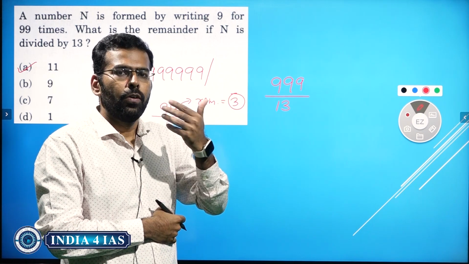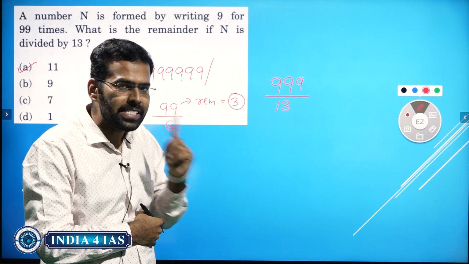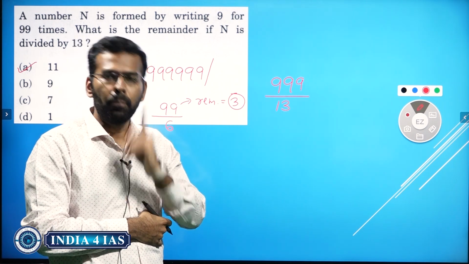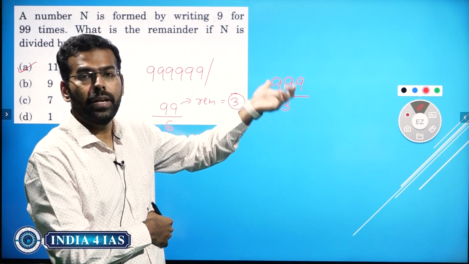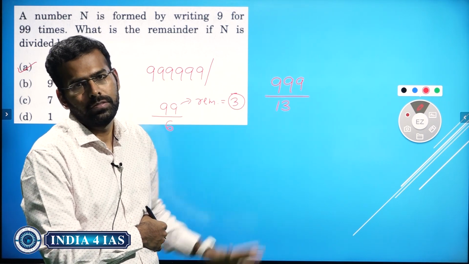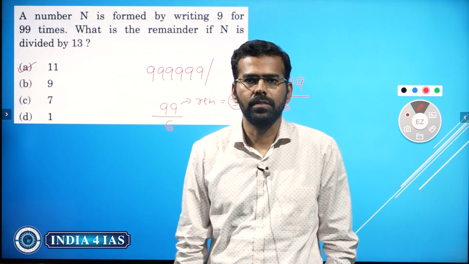That means when 9 is repeated for 96 times, you will have remainder 0, because that number will be completely divisible by 13. So the remaining 99 means that there will be remaining 3 nines. You divide those 3 nines, 999, by 13 and see what the remainder is. So it's an easy method to find out the actual answer.